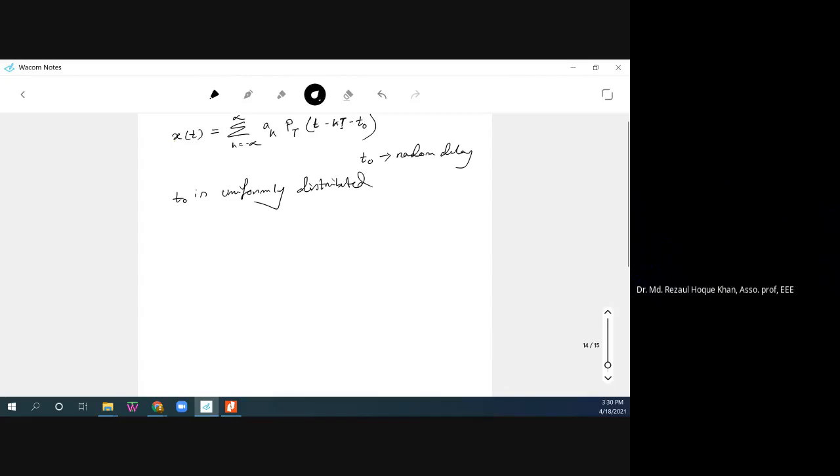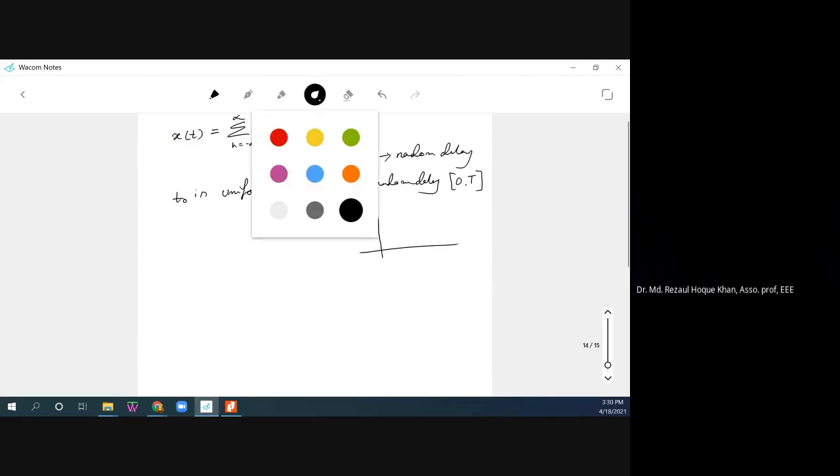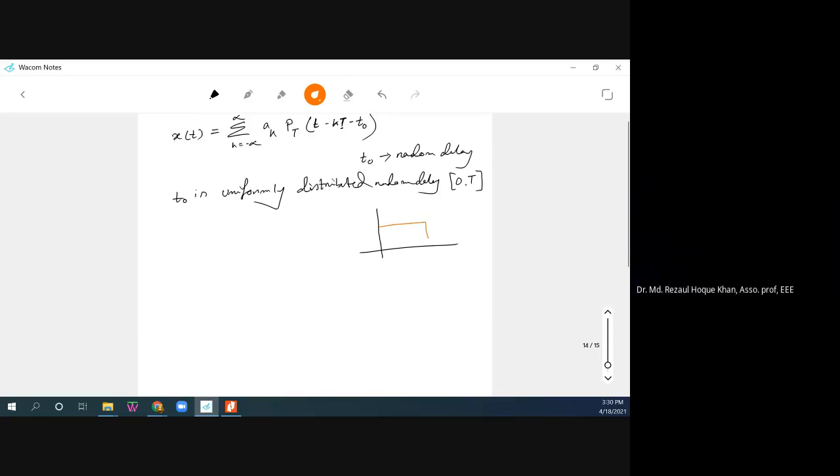So, a uniformly distributed random delay from 0 to T. How does the power spectral density of this uniform delay look? It goes from 0 to T, and the distribution height is 1 by T. So we give it a name.